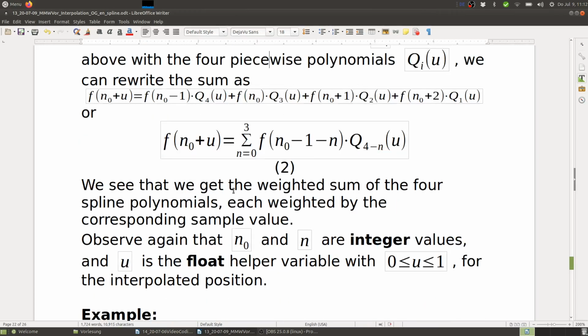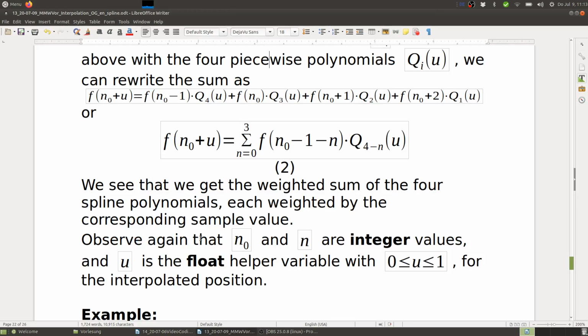Yeah, so we see that we get the weighted sum of the 4 spline polynomials, each weighted by the corresponding sample value. So here we have those 4 spline polynomials, and you can see this as weighting each of those polynomials according to the sample values here, and this is on the integer grid. Right, this comes from our control points, which are given, and the values of our control points are the weights for our 4 polynomials qi.